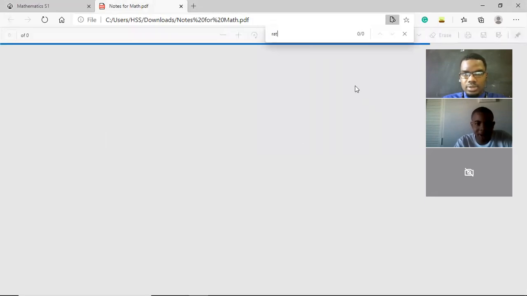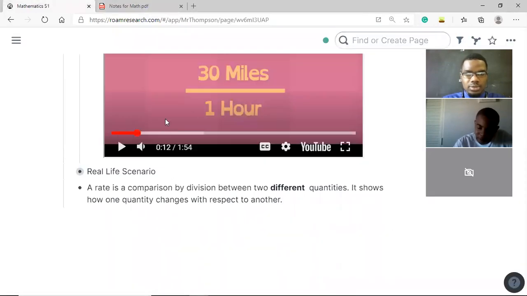Sir, can you go back to the notes which you were putting about rates, sir? Here we go. A rate is a comparison by division between 2 different quantities. It shows how one quantity changes with respect to another. Okay, and I'm going to go back to that example from yesterday. All right, let me just give you a moment to write this off.